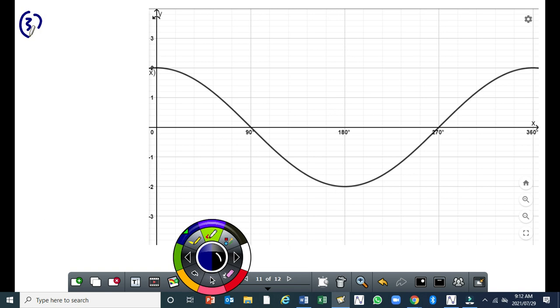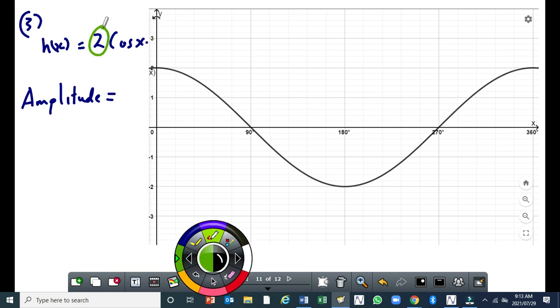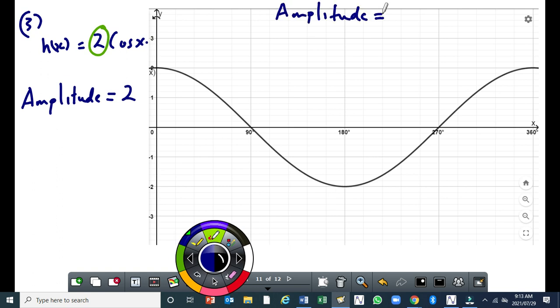Number three is the graph of h of x equal to 2 cos x. So that's the shape of h of x equal to 2 cos x. First thing, you determine the amplitude. The amplitude is going to be equal to the coefficient of cos x, which is 2, right? Also, we can do a calculation. So amplitude is equal to y max minus y minimum all over 2.